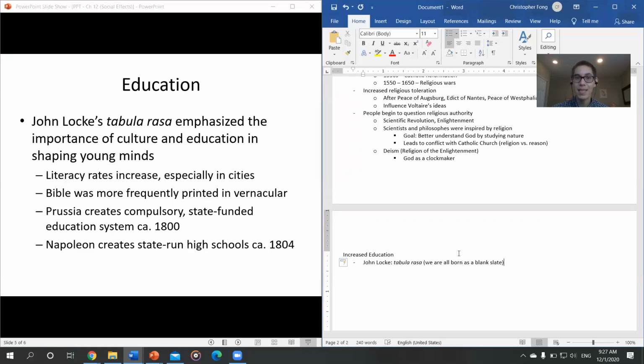And so if someone is evil, it's not because they were born evil. It's because they were raised in a household that fostered evil ideas. And so John Locke, through this idea of tabula rasa, says if we have an education based in morals, then we can raise people to be more moral.